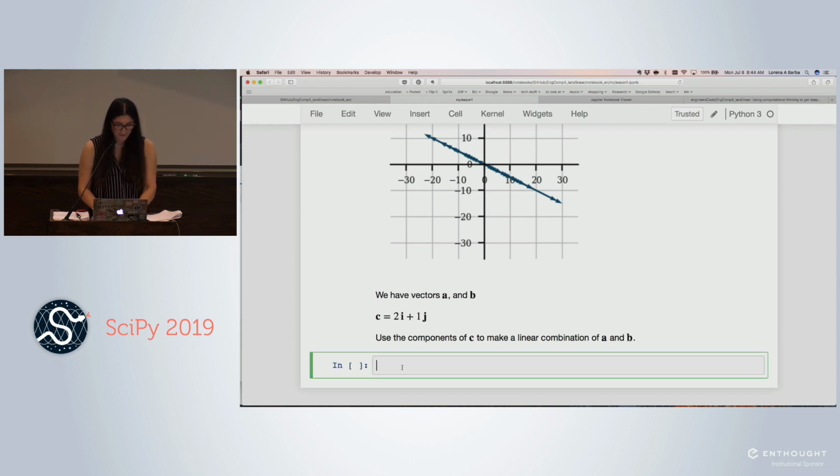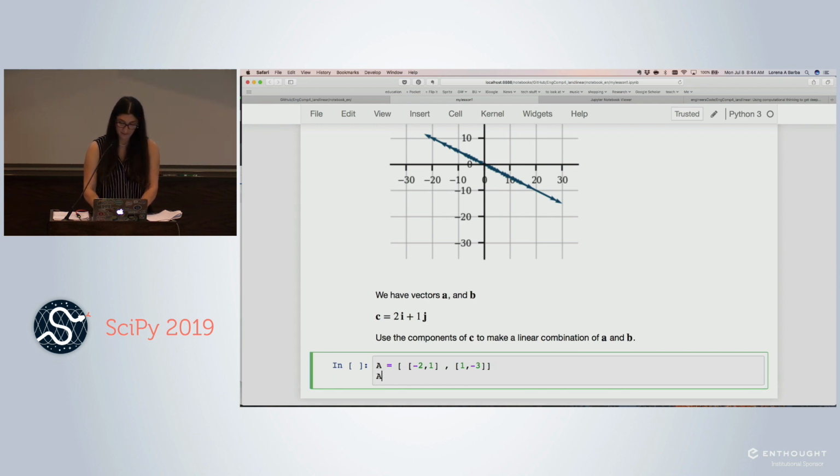Right, so let's create A, capital A, for a matrix. We're going to do it this way. I'm just going to do a list of lists: minus 2, comma 1, those are the components of vector A, comma 1, minus 3. So that's A, a list of lists. That's what we're going to create, but we're going to turn that into a NumPy array. Okay, and then we're going to just print it out to look at it.